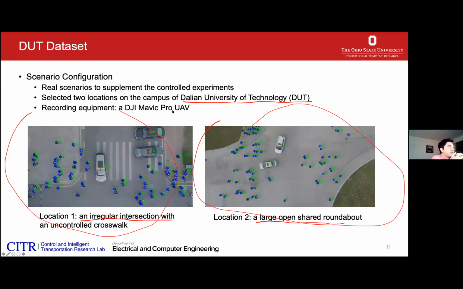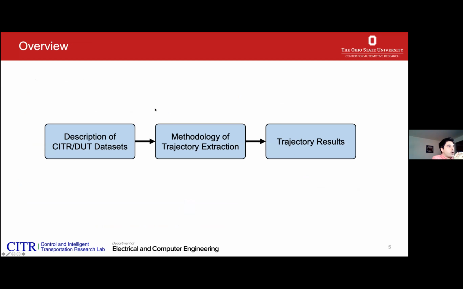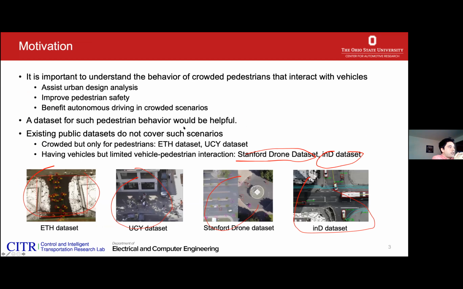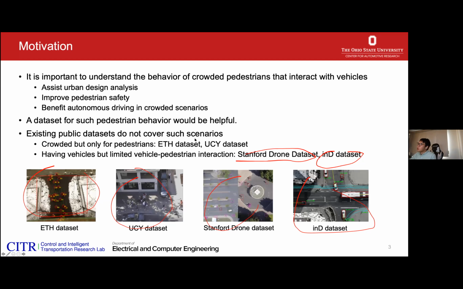So datasets are extremely important, right? And we already have pedestrian datasets such as the Stanford datasets and other commonly used datasets. But another contribution of your work, I believe, is the vehicle interaction. Is that correct? Yes.